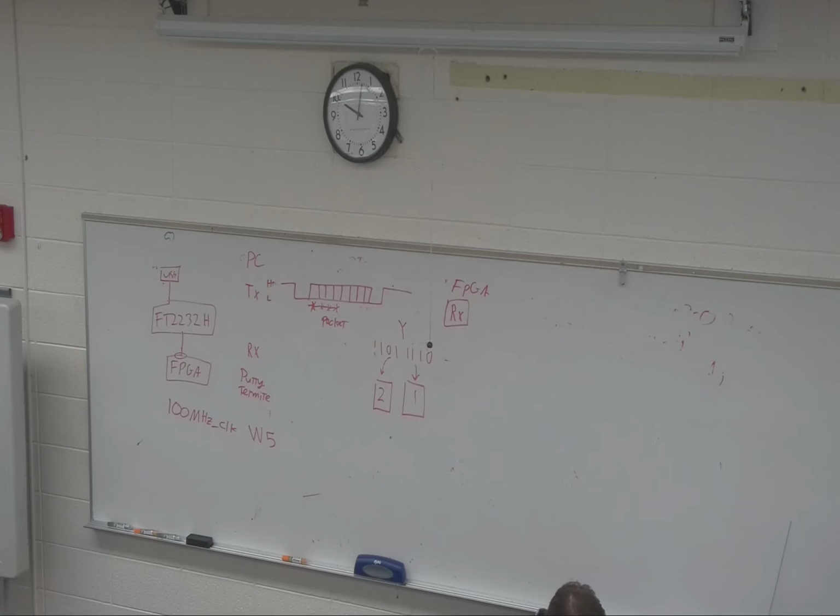I guess just to make sure I'm understanding everything correctly, we're going to push a button on the keyboard on our computer. It's going to send it over using something like PuTTY or Termite or whatever. Yep. And then the FPGA is going to receive it, and then we're going to display the hexadecimal representation of the ASCII number. Yes, exactly. That is a perfect description of what we're doing.